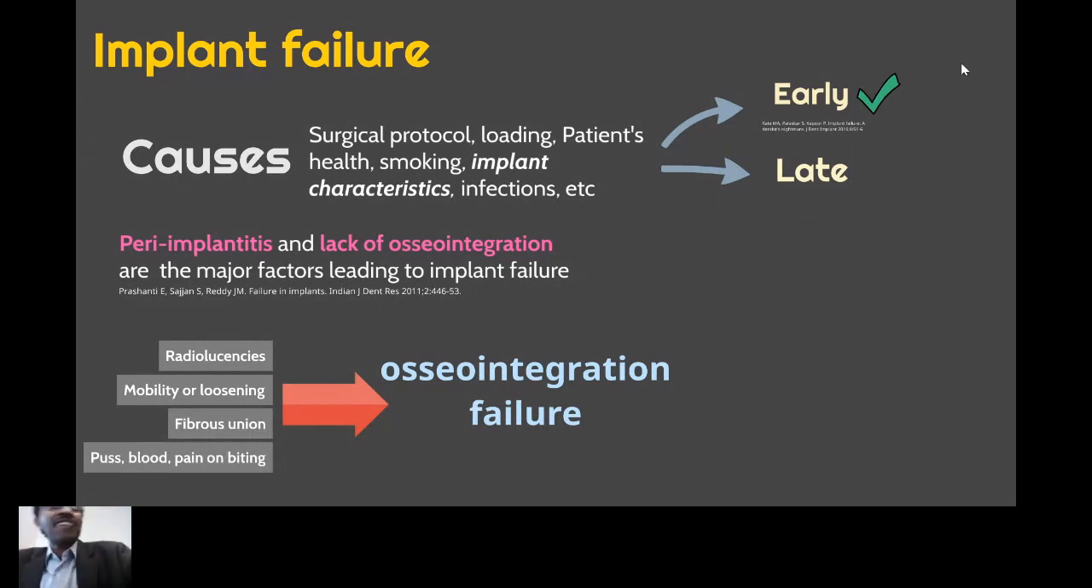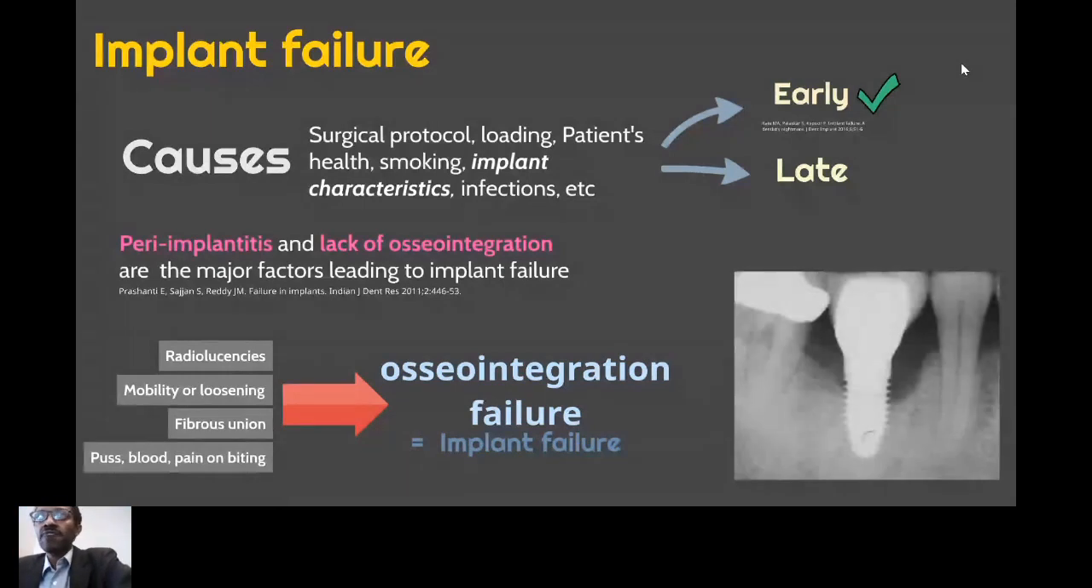It doesn't mean that it failed completely. There is this classification: an ailing implant, a failing implant, and a failed implant. So sometimes it can be failed in the middle and sometimes it cannot. Basically, I have my property with an implant failure, but I wrote osseointegration failure. Why is that? Because osseointegration failure is an implant failure. If you have failed osseointegration, you don't have an implant, so you have to take it out.